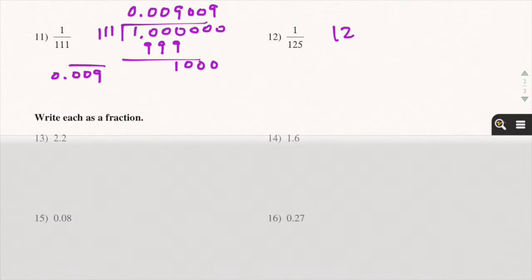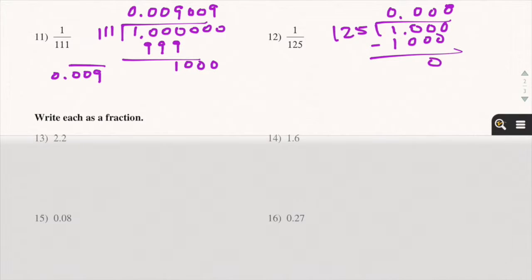Number 12. 1 divided by 125. So put the 125 on the outside, 1 on the inside, add a couple zeros. 125 goes into 1 0 times, 125 goes into 10 0 times, 125 goes into 100 0 times, 125 goes into 1,000 8 times. 8 times 125 is 1,000. Subtract those, we get 0. So 1 over 125 equals 0.008.